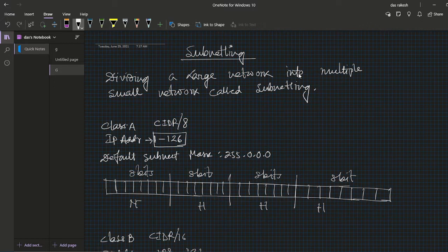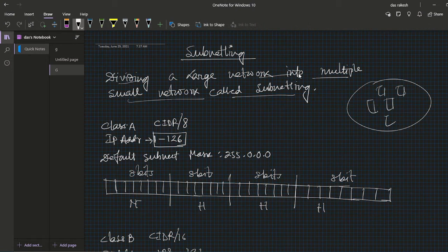Dividing a large network into multiple small networks is called the subnetting concept. In one cluster there are many different networks available, and we assign different IP addresses to them. The whole is called the network, and in this network a cluster of networks are connected to each other. So how is subnetting done?